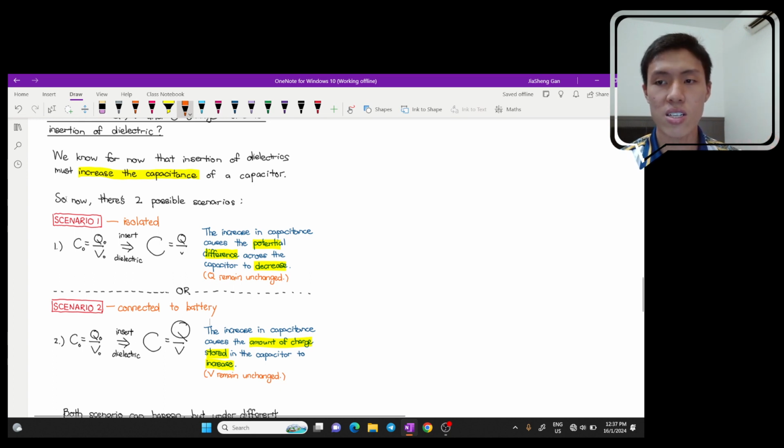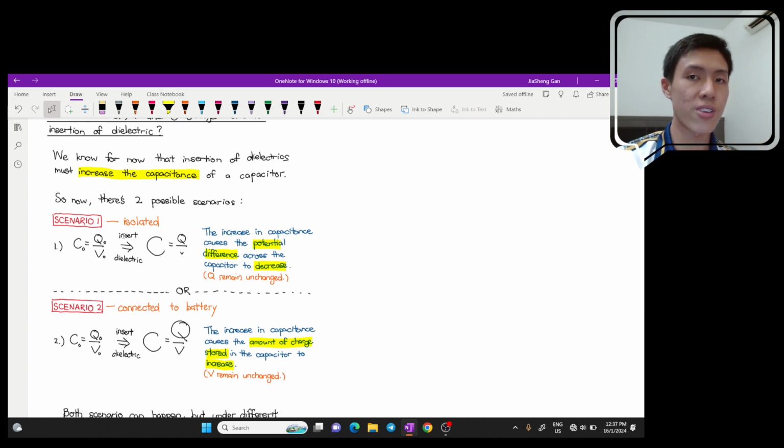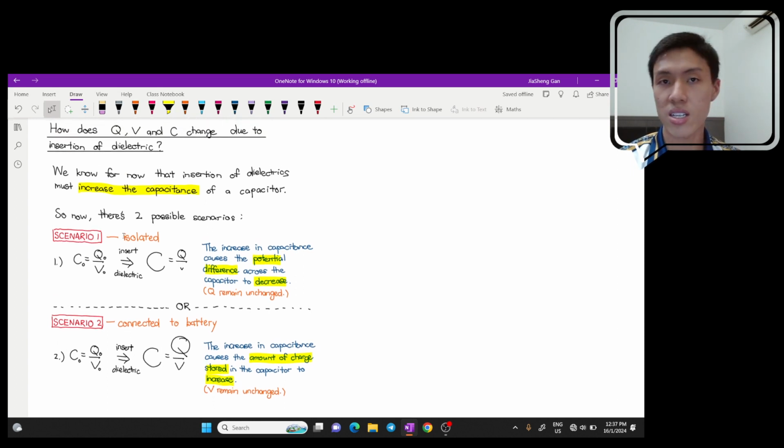So these are the two different scenarios that we might encounter when we insert a dielectric into a capacitor. By looking at the condition, whether it's connected to anything or whether it's connected to a battery, we can deduce whether it's the Q that should change or the V that should change. And this concept will be further reinforced through a few examples that you can see in the other videos.